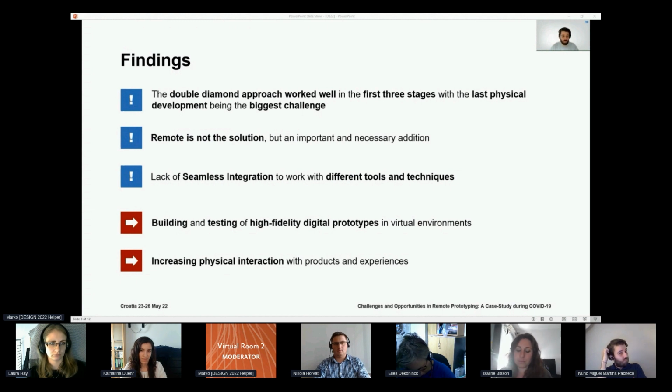However, also problems remain which need to be solved. For example, the abundance of different tools without a proper integration. There were just too many of them. And a major area for improvement, which we see, could be in building high fidelity digital prototypes that can be tested in virtual environments. This, of course, would require more haptic feedback, as we need to increase the physical interaction with products and experiences in such remote scenarios.